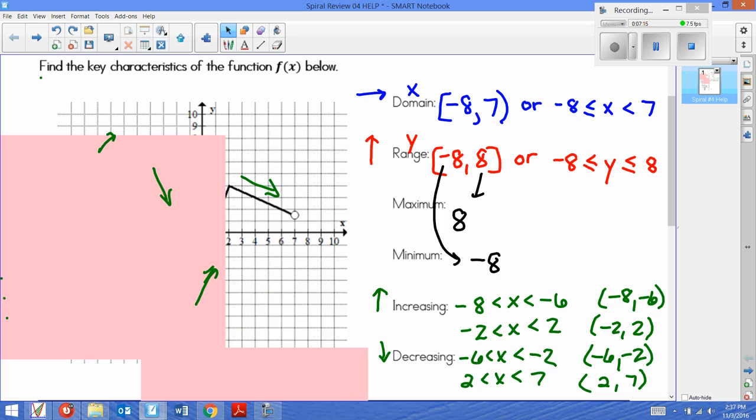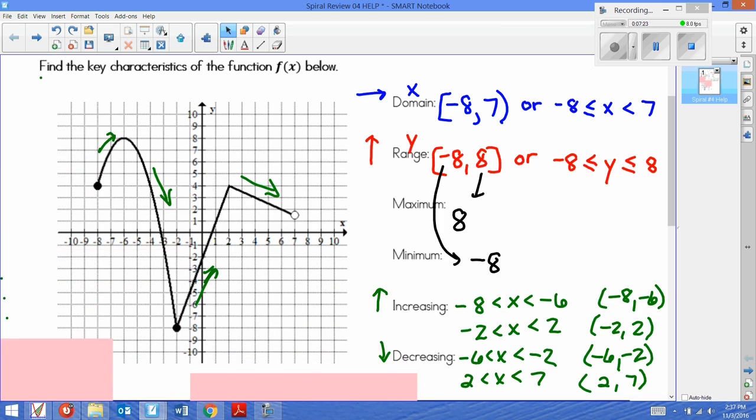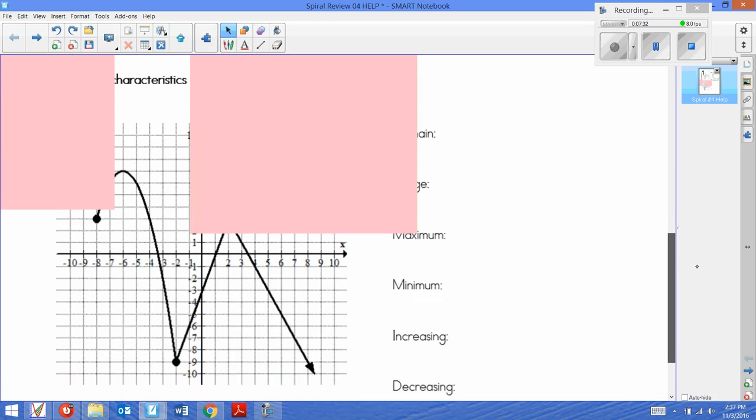So let's move our post-its off from all of our graphs, if it's going to let me. It's giving me a hard time. Here we go. And there you have it. So you can see all of the different key features of f of x. Let's move on to g of x, which is directly below.